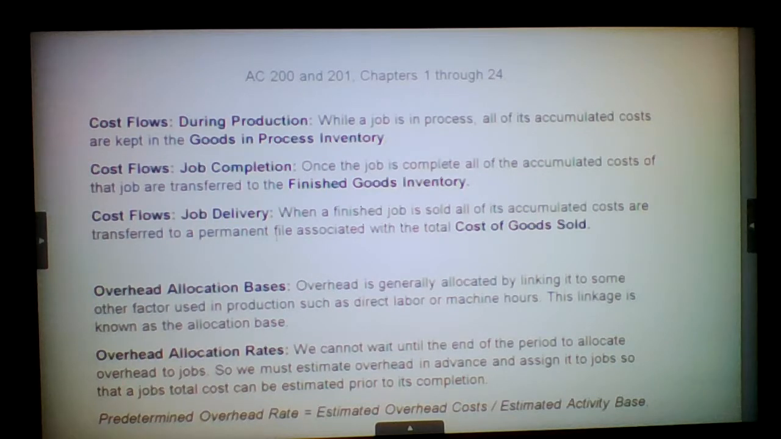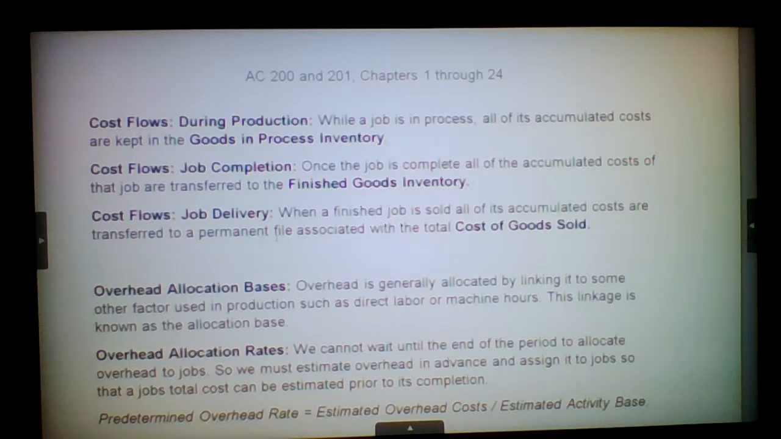So we're going to talk about your cost flows. During production, while a job is in process, all of its accumulated costs are kept in the goods in process inventory. That means direct labor, direct material, indirect labor, indirect materials, which are all included in your factory overhead. Those are all accumulated in the goods in process inventory.